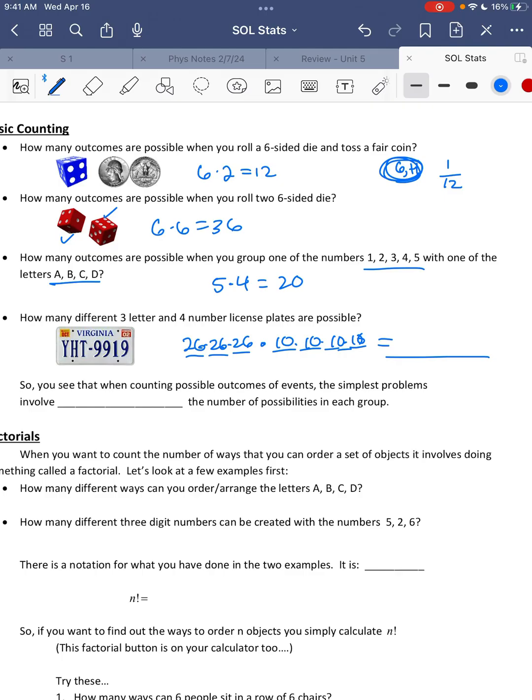All right, so you see that when you're counting the possible outcomes of events, the simplest problems just involve multiplying the number of possibilities in each group.